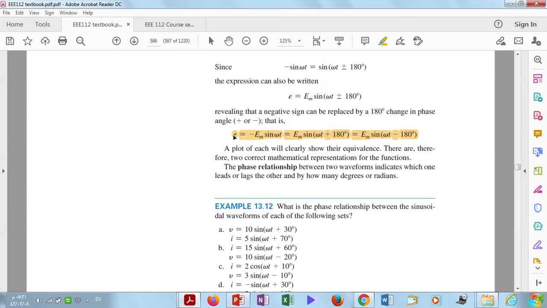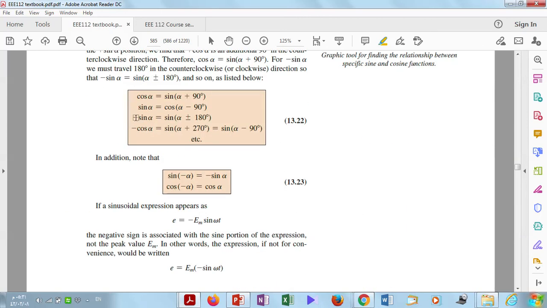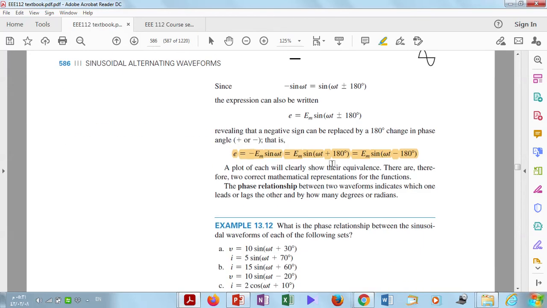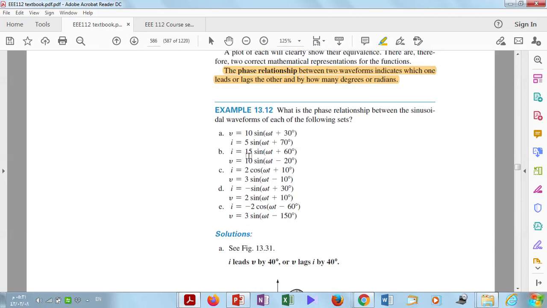See here, if we say voltage equals minus Em sine omega t, from this formula, any minus outside, we can write it as plus or minus 180: sine of omega t plus 180, or it is equal to omega t minus 180. This comes from this formula. The phase relationship between two waveforms indicates which one leads or lags the other, and by how many degrees. Okay, here are some examples.